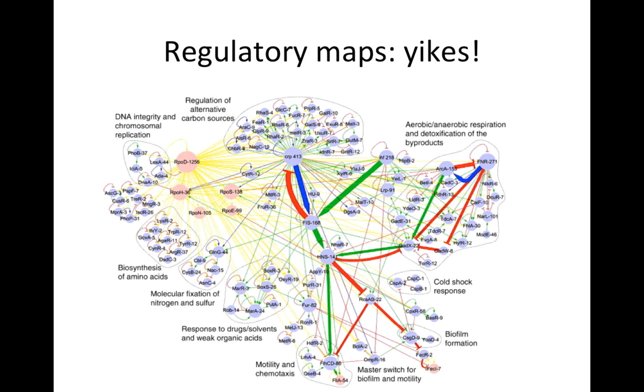And so these things can get quite complicated. So here we have a whole regulatory network for bacteria, and what we see is within this network, we have regions that involve genes that are responsible for responding to cold shocks or formation of communities, biofilms, or response to different drugs. And so these networks can get quite complicated. Quite interesting stuff.